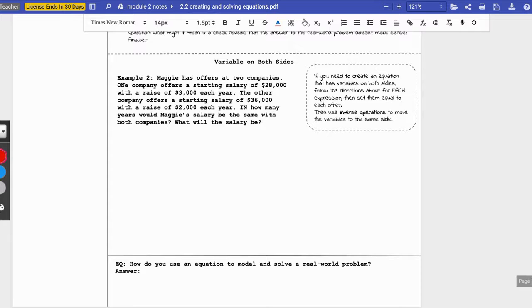So in this problem, Maggie has offers at 2 companies. One company offers a starting salary of $28,000 with a raise of $3,000 each year, and the other company offers a starting salary of $36,000 with a raise of $2,000 each year. In how many years would Maggie's salary be the same at both companies, and what will the salary be?